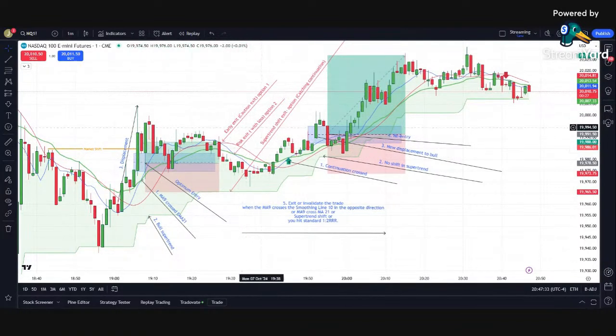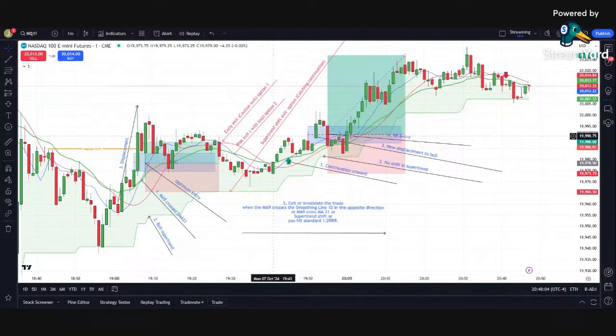Option number two is to exit once the blue moving average crosses the exponential moving average 21. By this time, maybe you're risking some because you pay a fee, and maybe you only have like 10, or maybe you are negative 10 or negative 50. It depends on the risk or the spread. We don't have a spread on futures. I don't know, commission maybe.